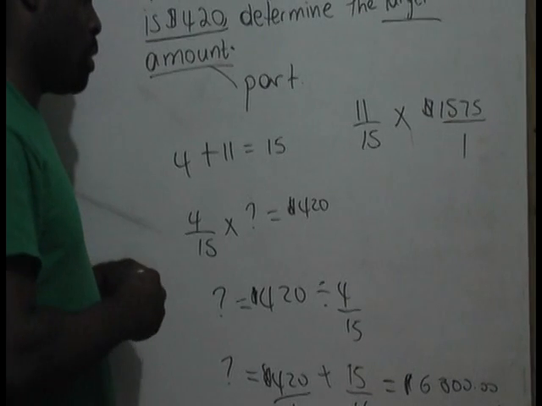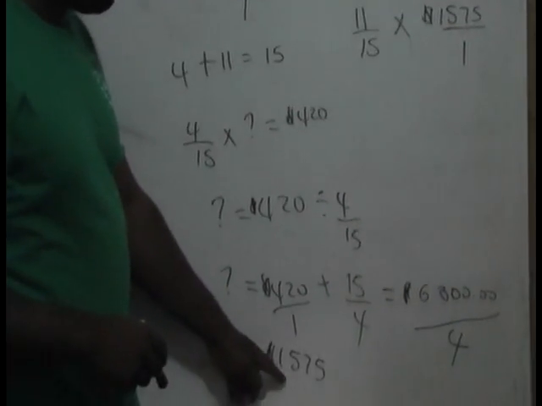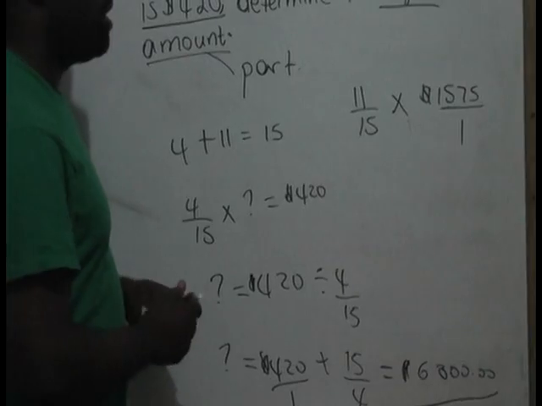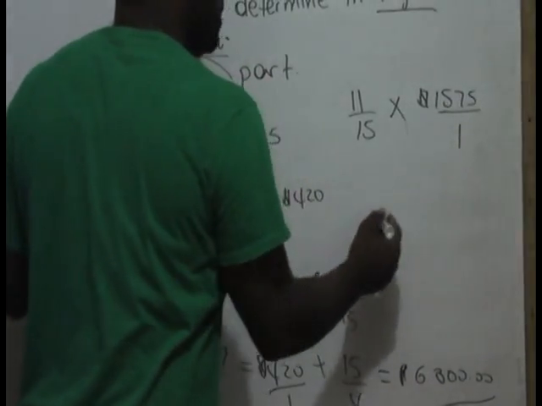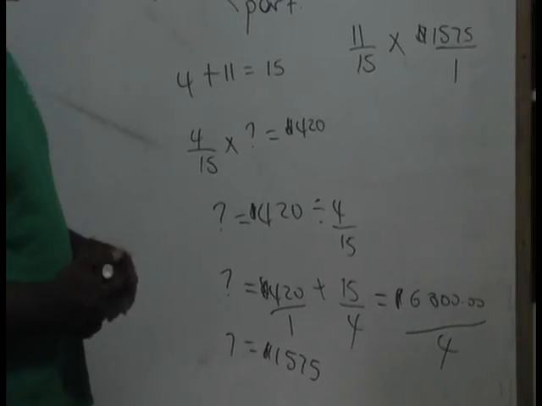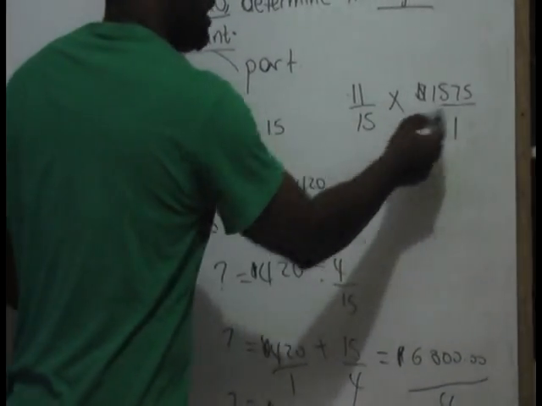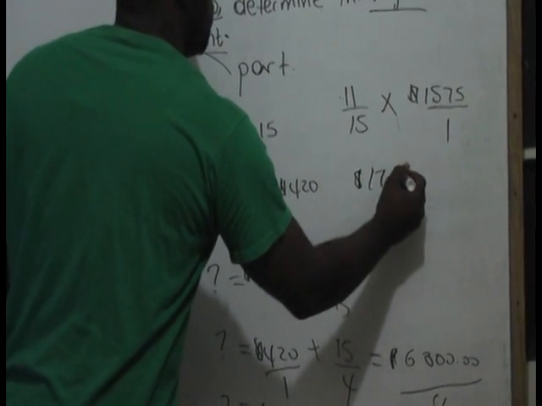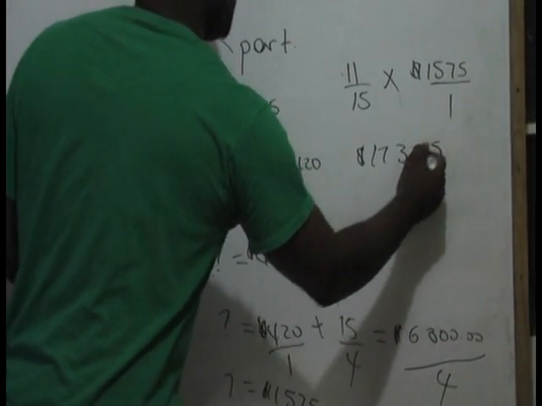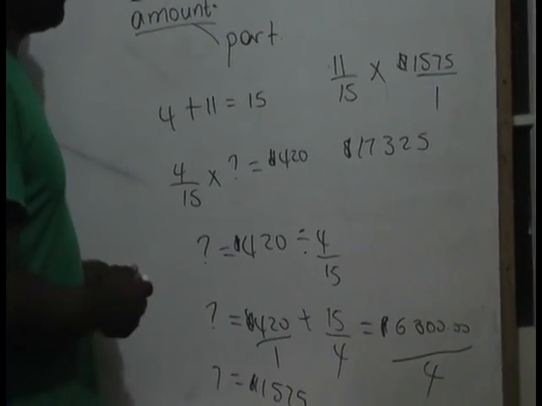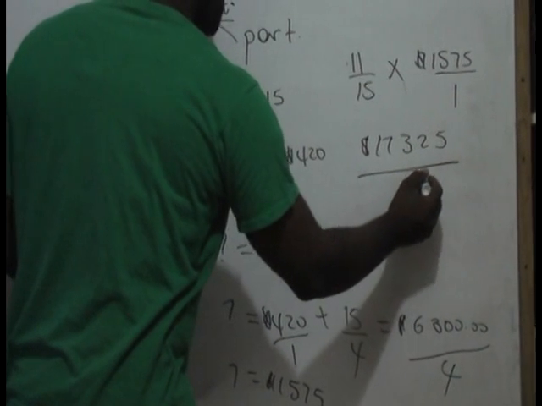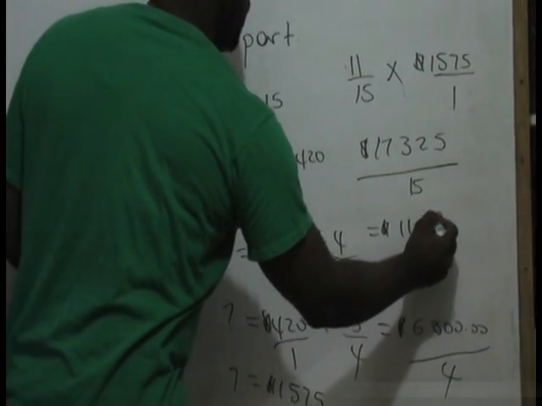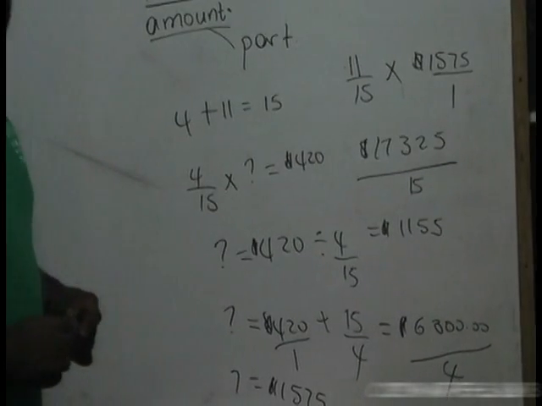Or better yet, you could subtract 420 from 1575 and you still get the right answer, because it would be the remainder. Good? But let's multiply this across and see what our answer will be. Okay, so when you multiply 11 times 1575, the answer that you would get is $17,325. And that must be divided by what? 15. And then your answer would be $1,155. And this amount would be the larger amount.